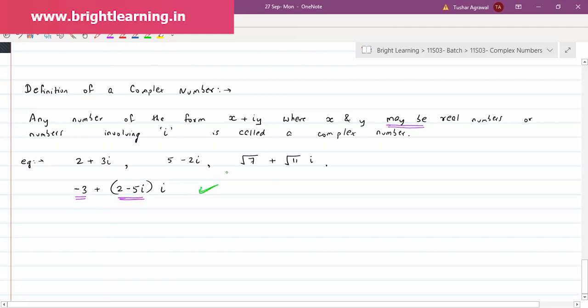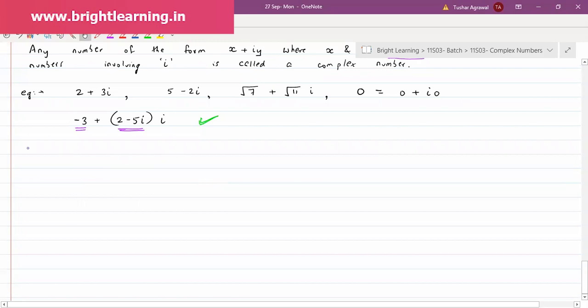Don't get confused that x and y definitely have to be real only. This is definitely a complex number. So complex numbers are generally written as x plus iy, and for that matter I can write 0 also, because 0 is equal to 0 plus I times 0, which is also a complex number.